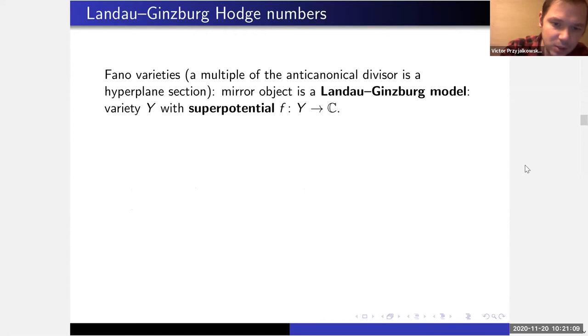So let me start with the Katzarkov-Kontsevich-Pantev conjectures. Let me discuss the objects we're dealing with. We're dealing with smooth Fano varieties, of course over the complex numbers, and so on. The mirror object is the Landau-Ginzburg model, a quasi-projective variety Y with a function called superpotential, which of course satisfies some properties.